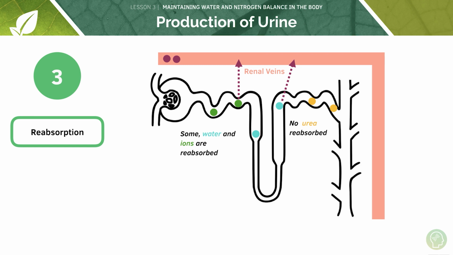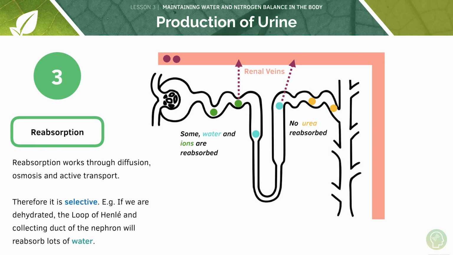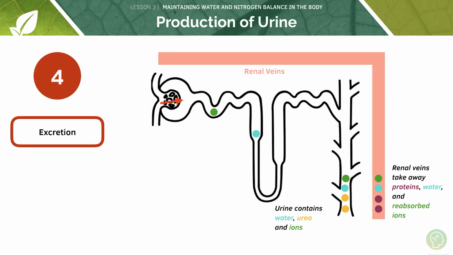And this occurs at this structure here, this loop of Henle. And we're going to get water and ions that are reabsorbed, and this occurs through diffusion, osmosis and active transport, our three methods of movement of particles in the human body. So therefore it's selective. So if we are dehydrated, the loop of Henle and the collecting duct of the nephron, the collecting duct is here, are going to reabsorb lots of water because we are dehydrated and we want to retain water in our body. We don't want to excrete it in urine, we want to retain it in our blood. So this is a selective reabsorption.